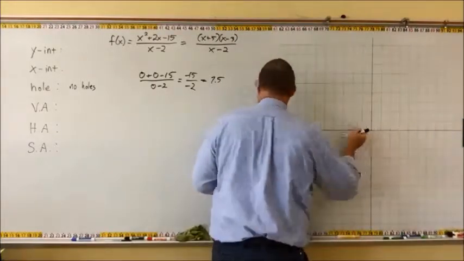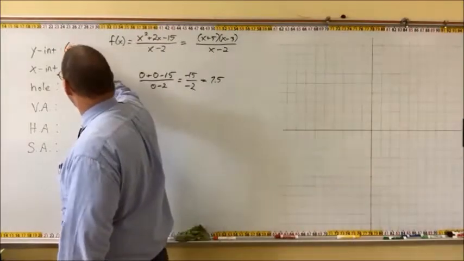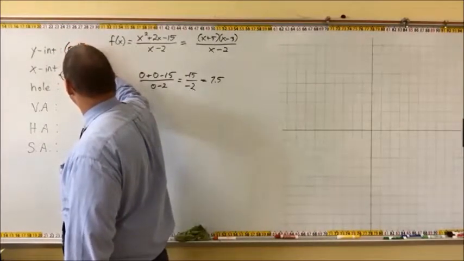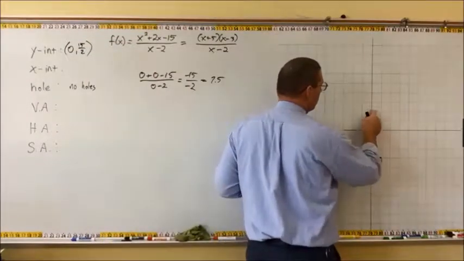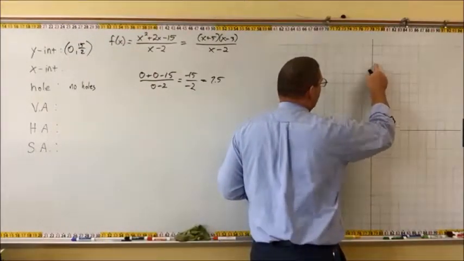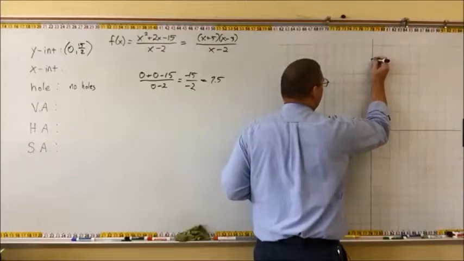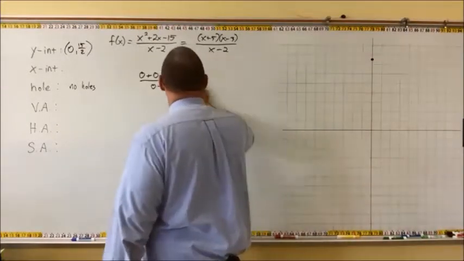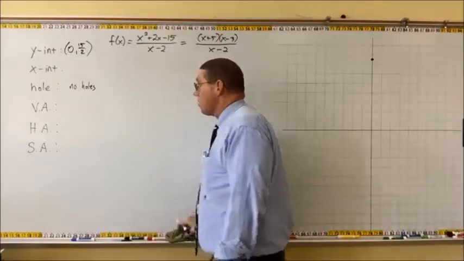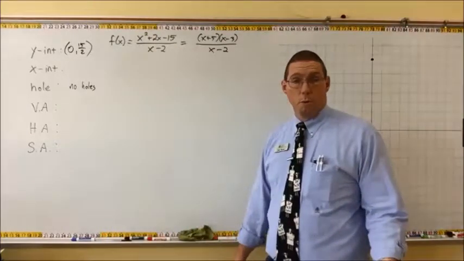So we're going to put 0 and 15 over 2 as the y-intercept. So we're going to 7.5. 1, 2, 3, 4, 5, 6, 7. 7.5 is right here. There's our y-intercept. Okay, now we want to identify the x-intercepts, if there's one or more.